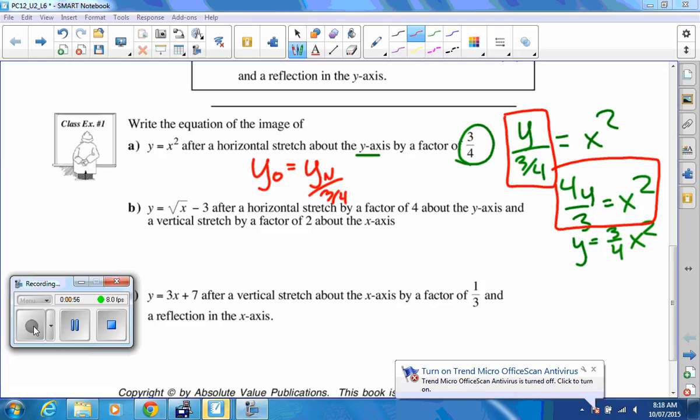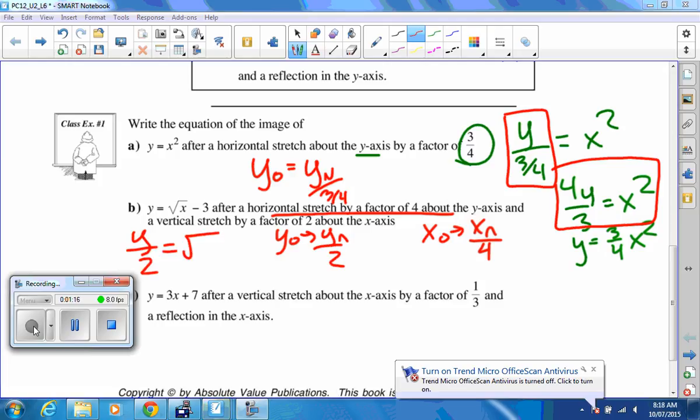Here we go. Horizontal stretch by a factor of 4, so that's going to be x old gets replaced by x new over 4. And then a vertical stretch by a factor of 2, y old gets replaced by y new over 2. So this is then going to be y over 2 equals absolute value of x over 4 minus 3. Right, so I just made my replacements.